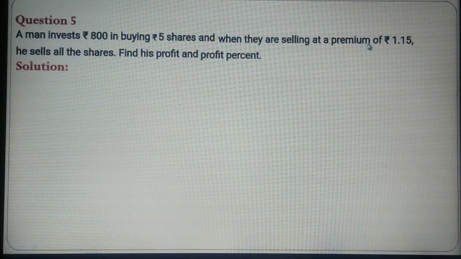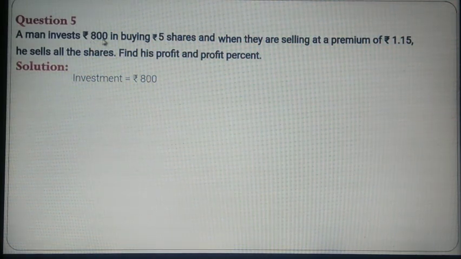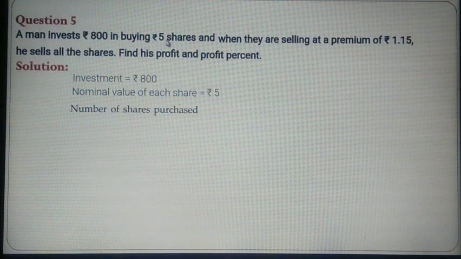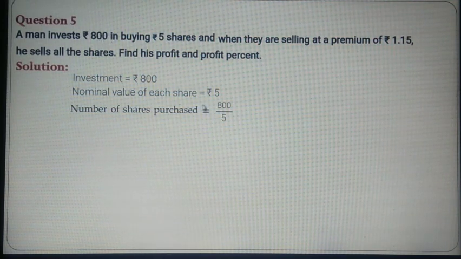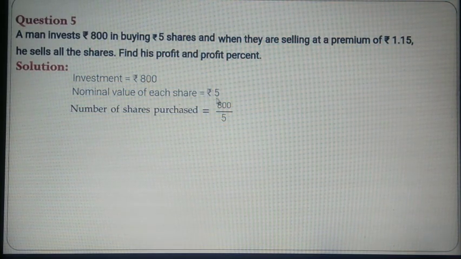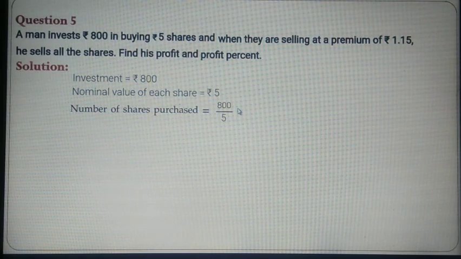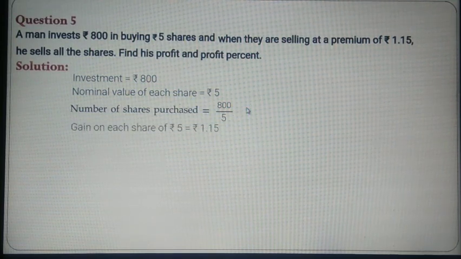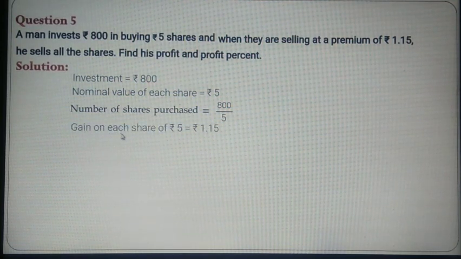Okay, so let us see what are the things given to us. So as I said, investment is 800, right? And nominal value of each share is rupees 5, right? So that's why total number of shares purchased will be equal to total investment divided by the nominal value of each, which is rupees 5. Now I'm not cancelling right now, we can directly cancel it later. So as I said, gain on each share of rupees 5 is how much? Rupees 1.15, because it is sold at a premium.